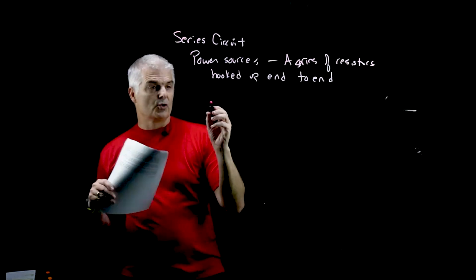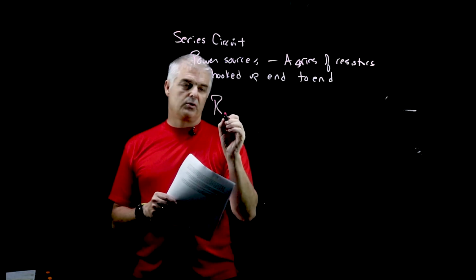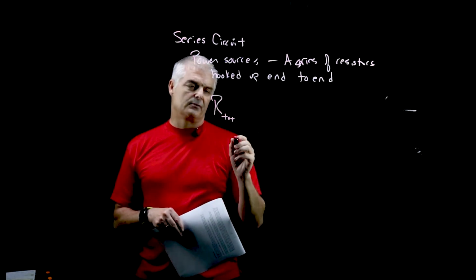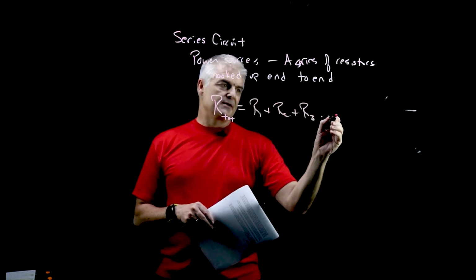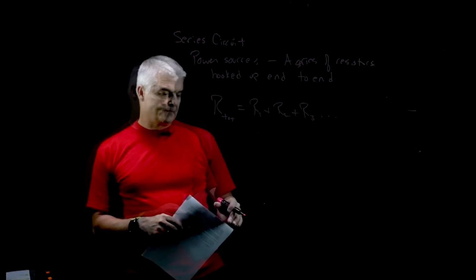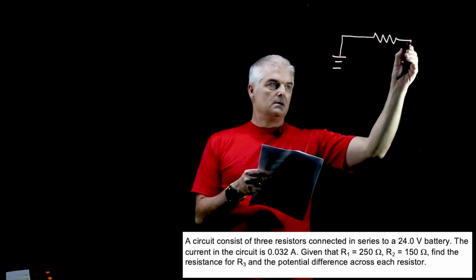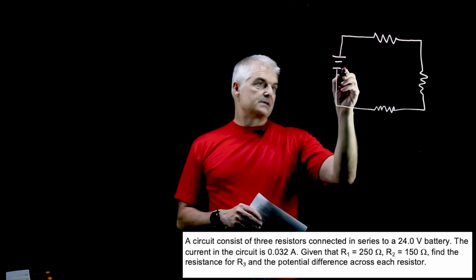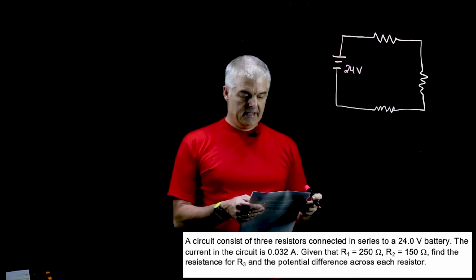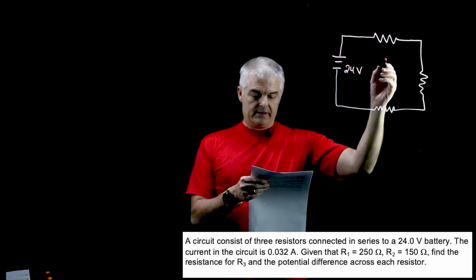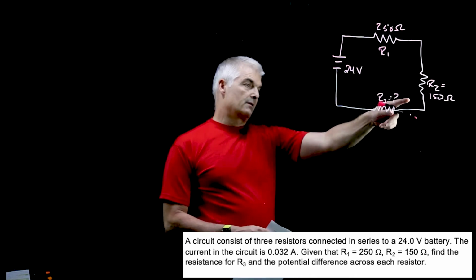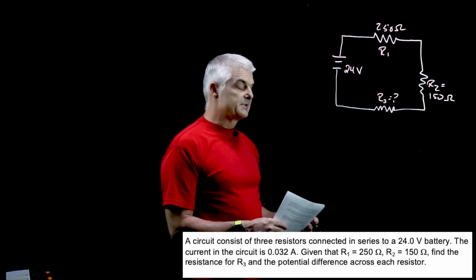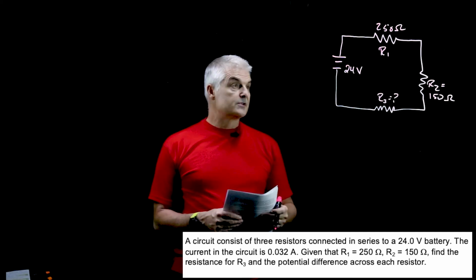And when you're trying to find the total resistance, we write this equation, we say the equivalent, or just total, the resistance total is simply equal to R1 plus R2 plus R3 dot dot dot. So as many as you have. Let's do this example, and it's related to this cell. It says that this is a 24-volt battery, and that R1 right here, there we got 250 ohms, 150 ohms, and we don't know what R3 is. They're asking also to find the potential difference across each resistor.